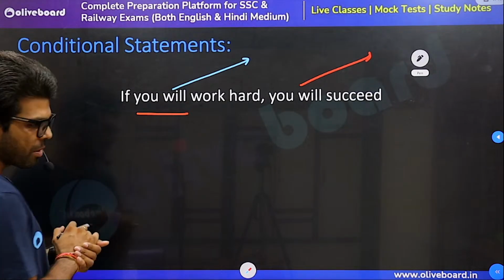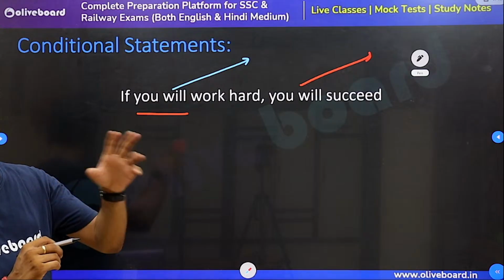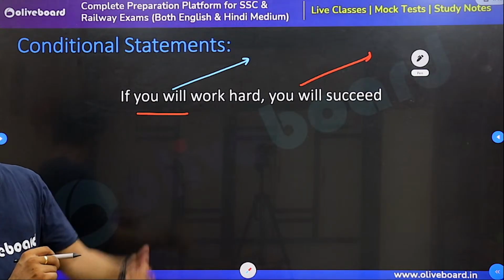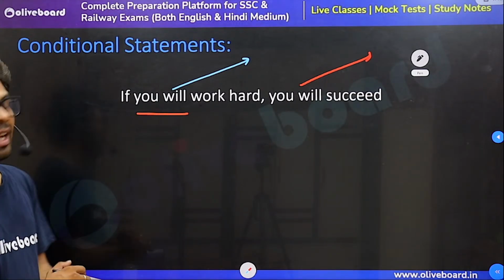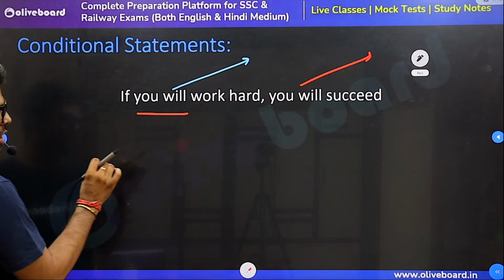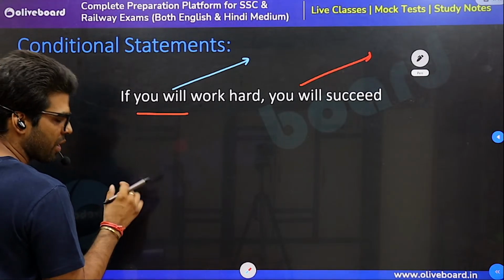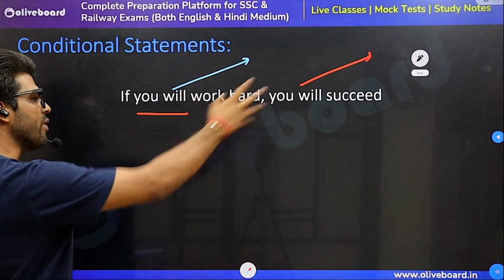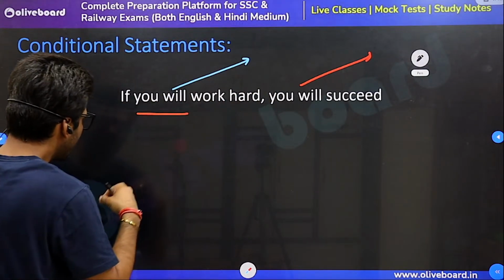Please remember, I consider freshers and repeaters both here. Conditional clauses can never be in future. That means "if you will work hard, you will succeed" sounds good because we say that in our native tongue.